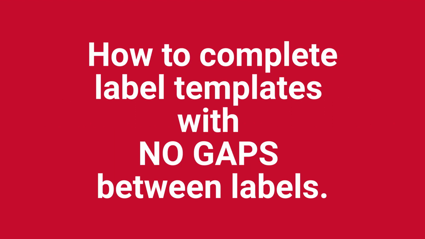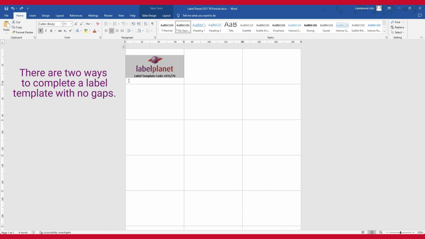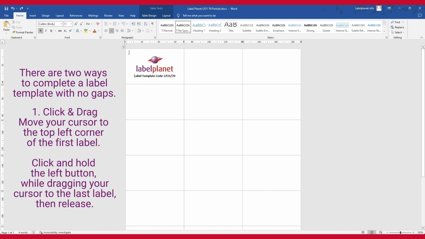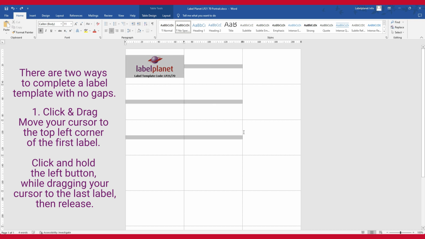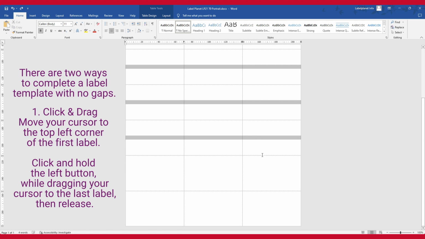How to complete label templates with no gaps between labels. There are two ways to complete a label template with no gaps. Click and drag. Move your cursor to the top left corner of the first label, click and hold the left button, while dragging your cursor to the last label, then release.